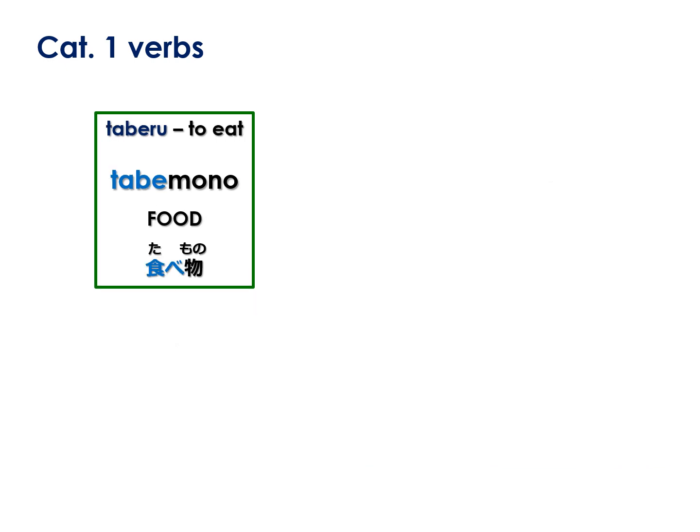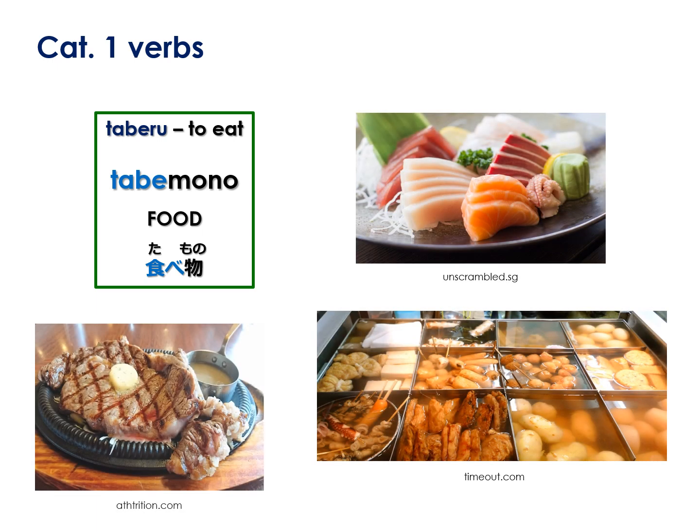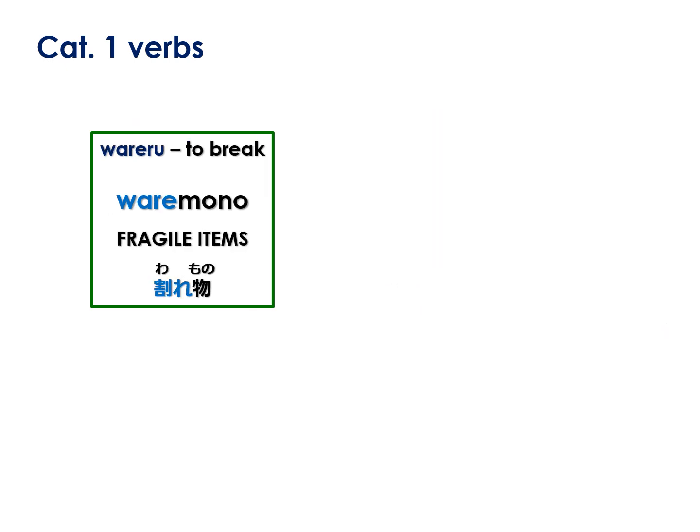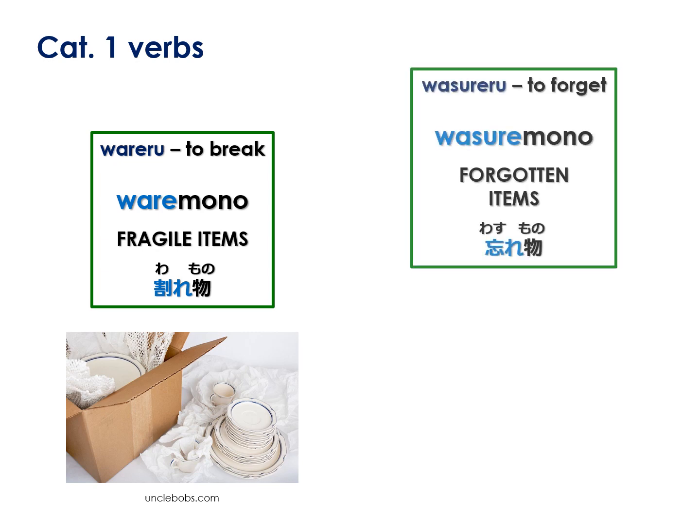And of course, we had this earlier. Taberu means to eat, and tabemono. Tabemono means food. Here we have sashimi, oden, and wagyu steak. Oishii desu ne. Wareru means to break. Waremono. Waremono means fragile items or breakable items. Ceramics and items made of glass are often labeled waremono when shipping in Japan.